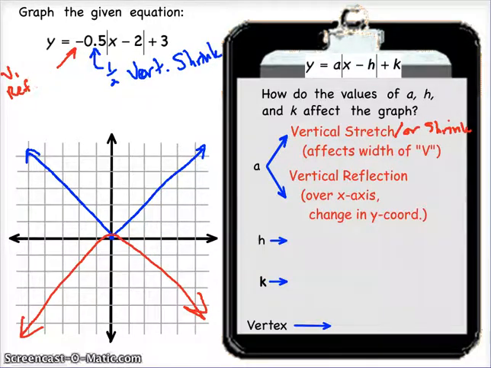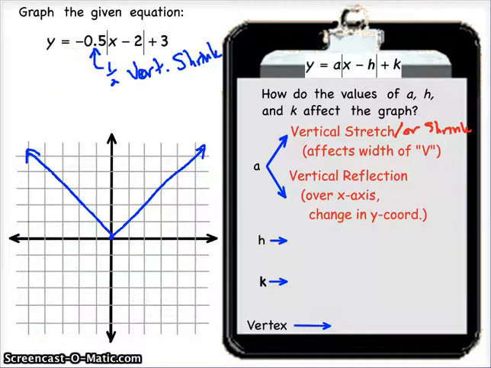Now that was a bad thing to write, because the way my computer is organized, I need to get rid of that first. So now let's write in that this is a vertical reflection. Now, what are h and k going to create?